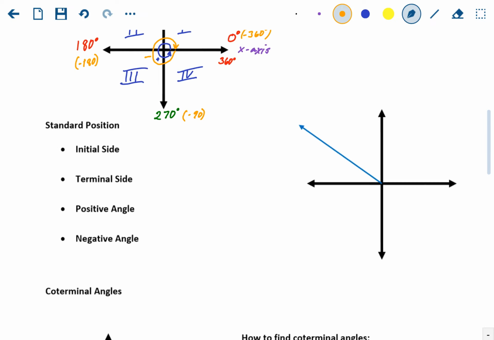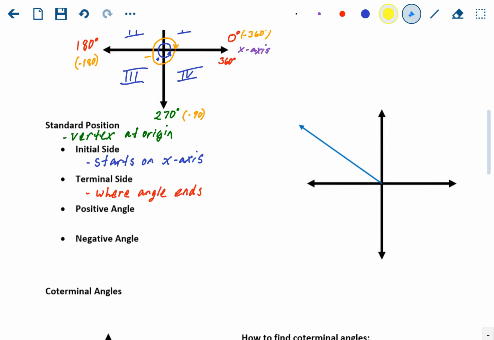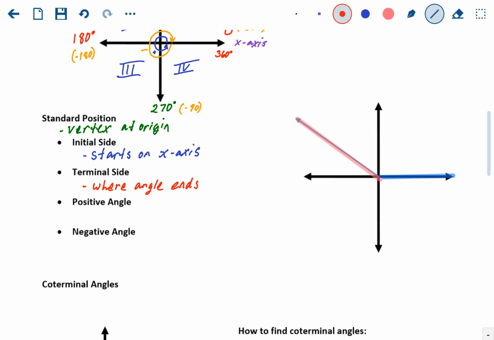All right, so we have the standard position for angles when we graph them in the XY plane. It's called standard position. It's when the vertex of the angle is on the origin, 0, 0. The initial side is where your angle starts. It always starts on the positive x-axis. Your terminal side is where the angle ends. So you got the positive x-axis, always where it starts, and then wherever it ends, whatever your angle is. So that blue line is the initial side, and the red line is the terminal side.